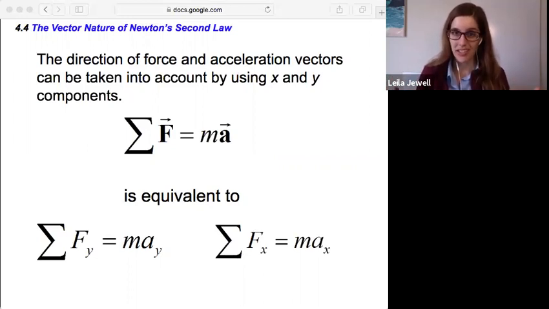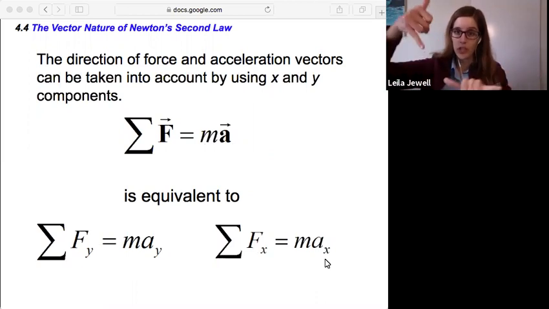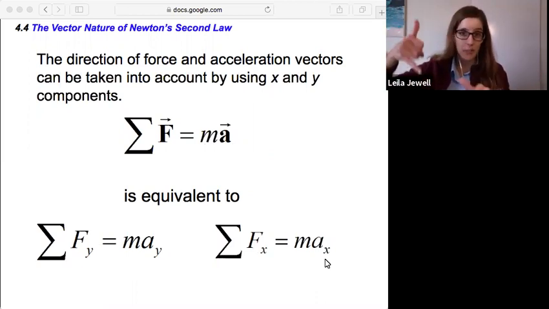We started using the arrows and the vector symbols, but rather than having to work with vectors, which is challenging, instead of having the sum of the forces is equal to mass times acceleration in vectors, we can break it down into the sum of the forces in the y direction is equal to the mass times the acceleration in the y direction. And similarly, the sum of the forces in the x direction is equal to the mass times the acceleration in the x direction, because it turns out that the horizontal and vertical motions are entirely independent of each other.